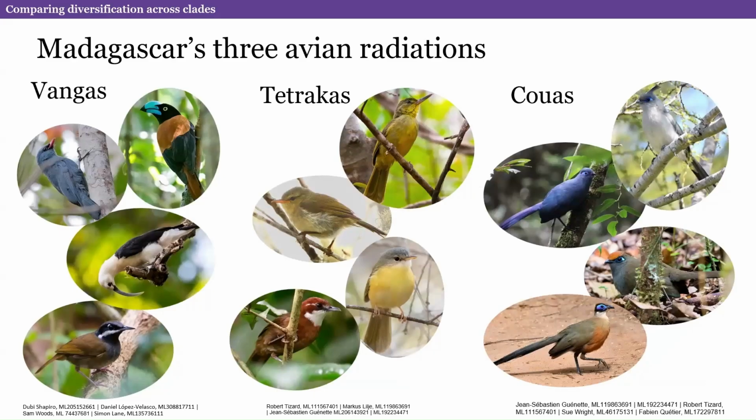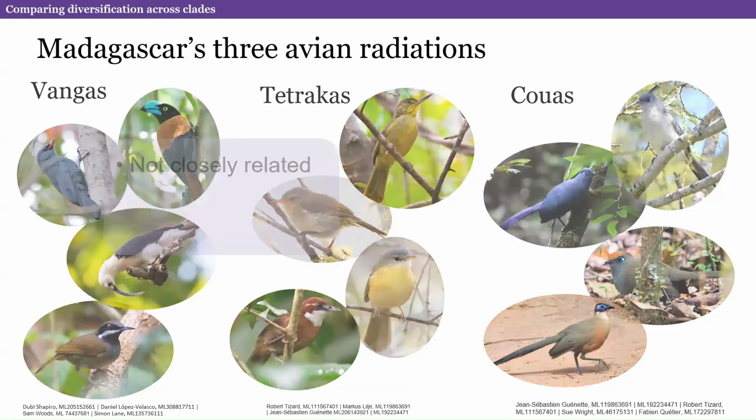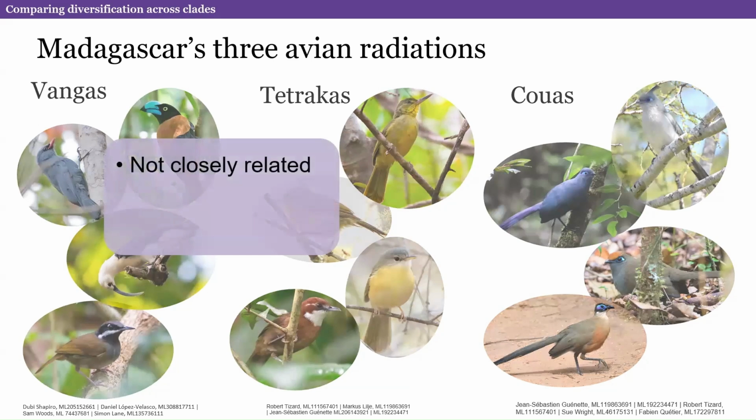So the existence of these three independent radiations of birds in Madagascar gives us a really rare opportunity to do a different kind of comparison that hasn't really been done very much at all before. There are some key features of the system that make them a really good group for comparisons. They're not particularly closely related to one another within birds.